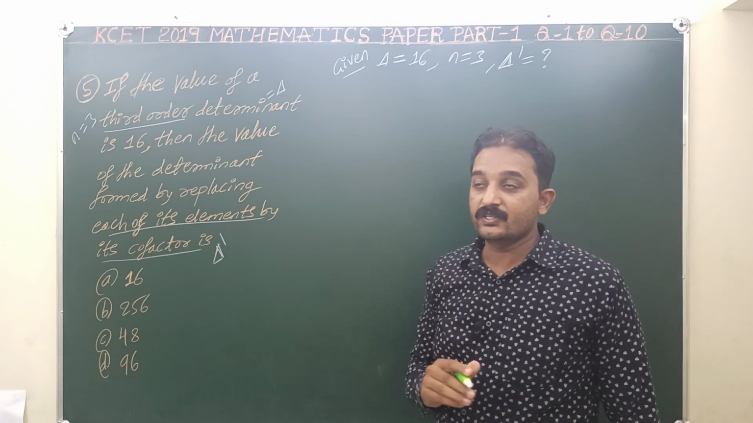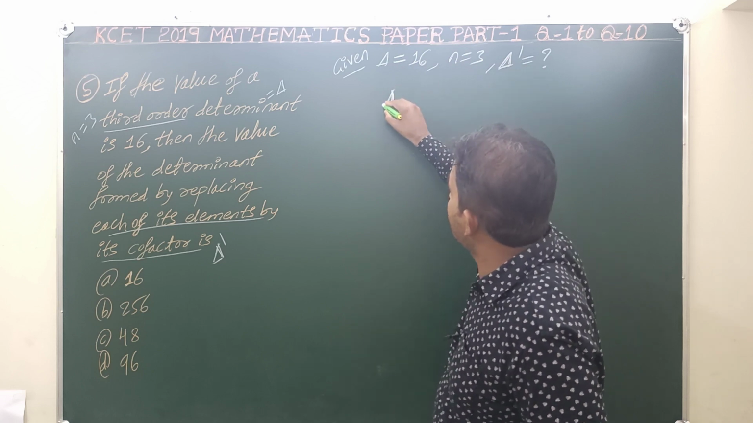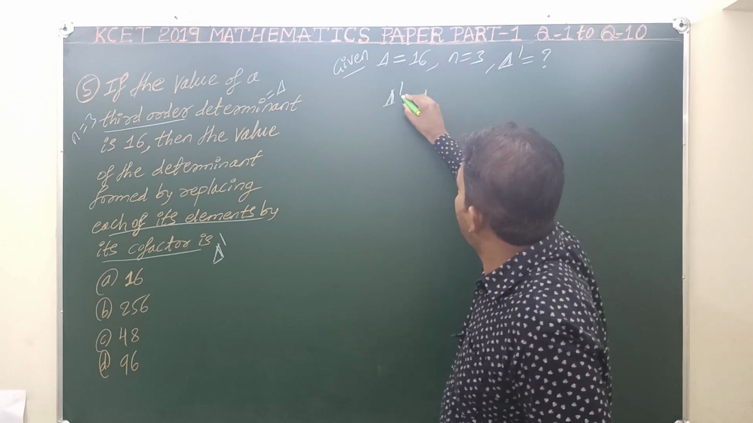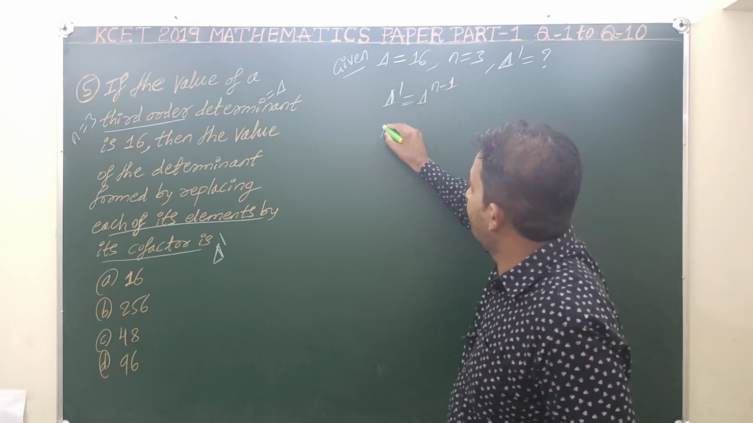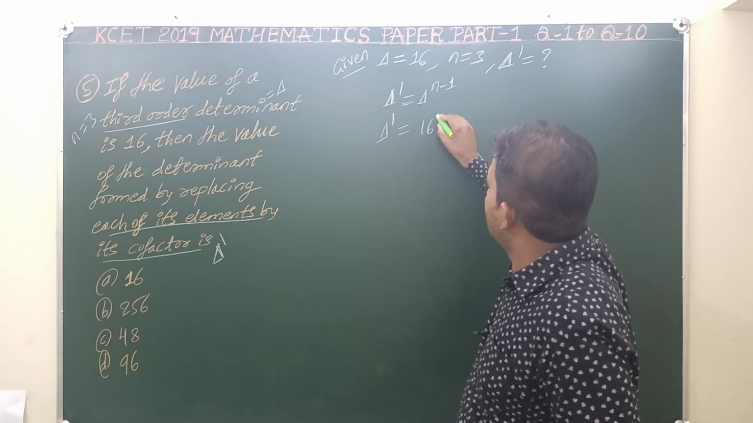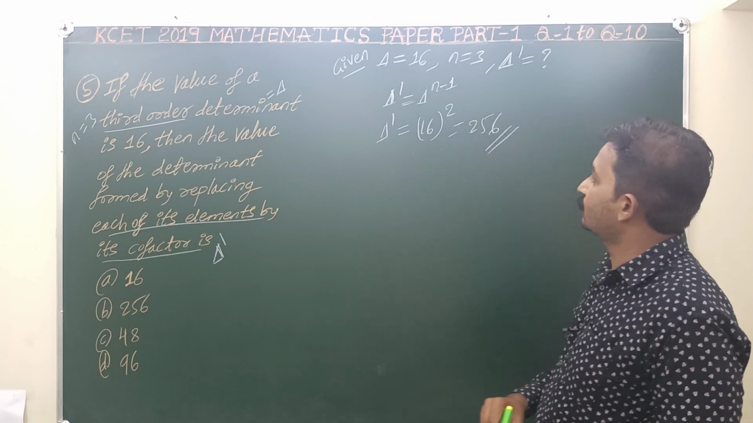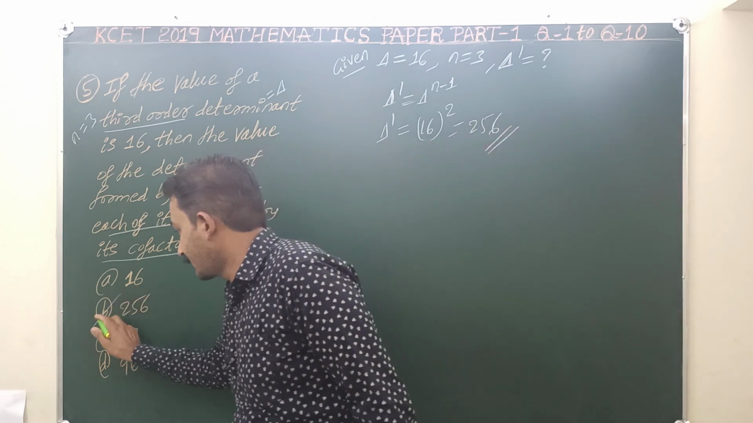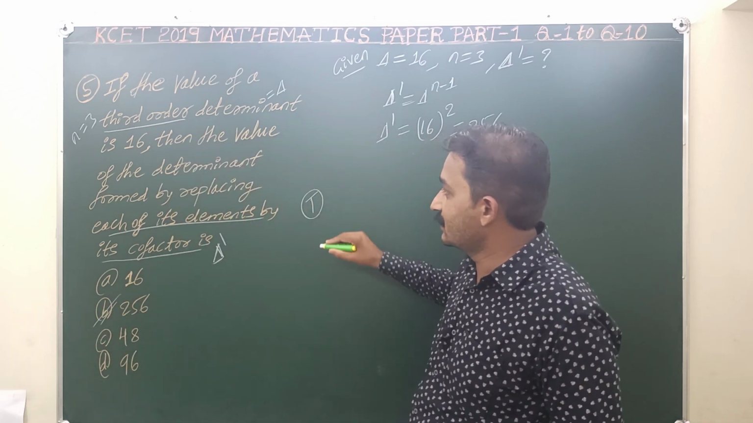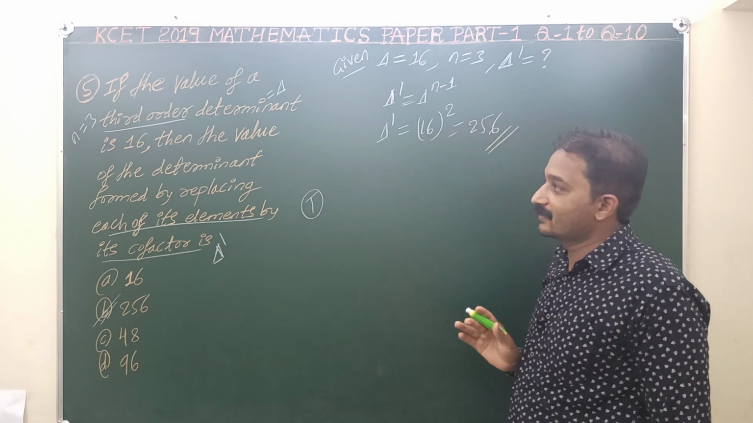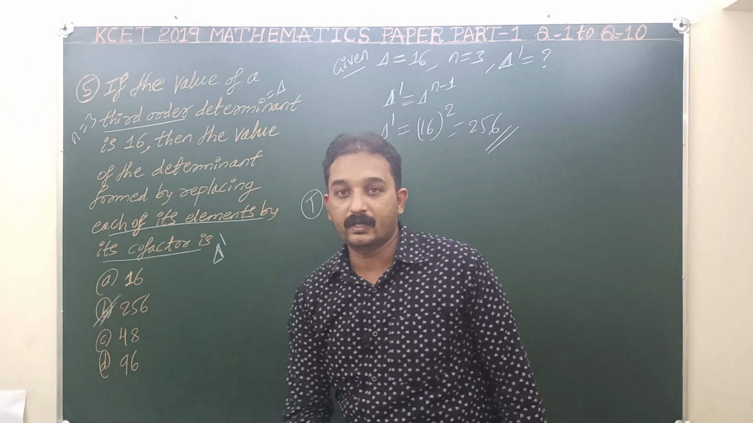Now using the relation between these three parameters, delta dash is equal to delta to the power of n minus 1. So put the values of n and delta, and we get the delta dash value. 16 to the power of 3 minus 1, that is 2. So 16 square is 256. Answer B is correct. This is the toughest question. Most of the students solve this question easily, but some people find this question difficult. So the answer is B. Take down.